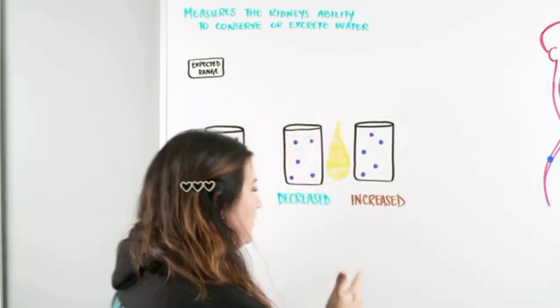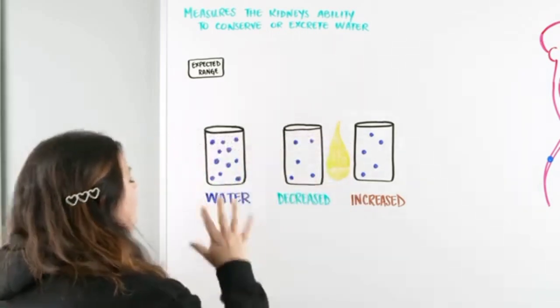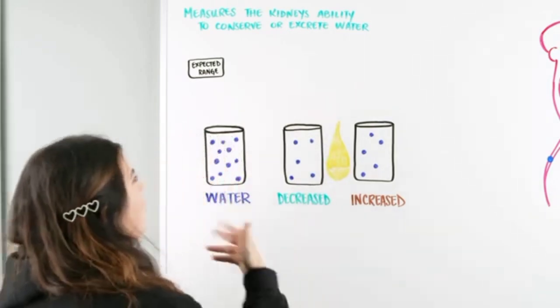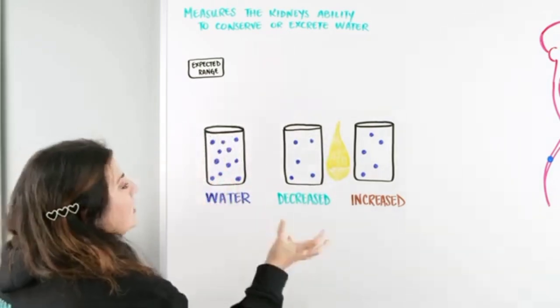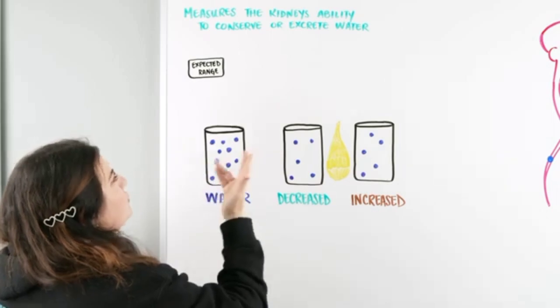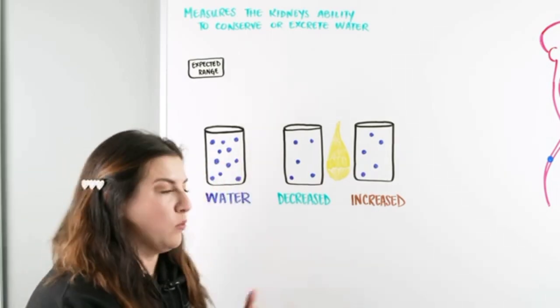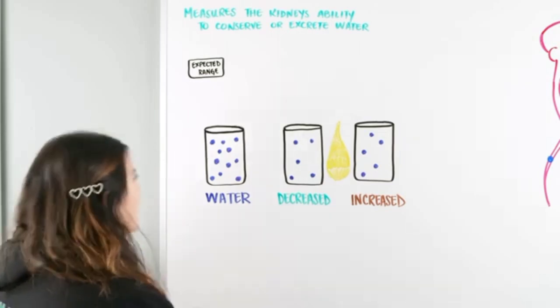So when we talk about urine-specific gravity, we're talking about a measurement that we use to measure how concentrated or dilute our urine is. So we're measuring the kidney's ability to conserve or excrete water, or to make urine, essentially.